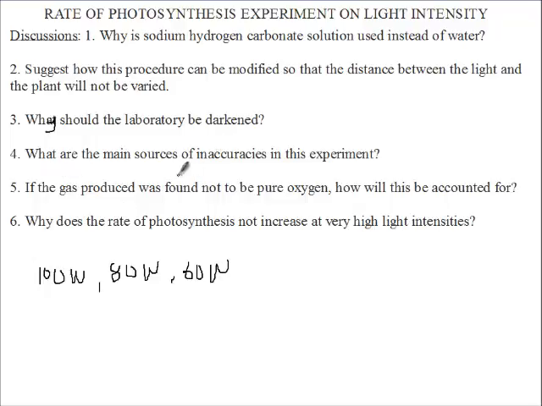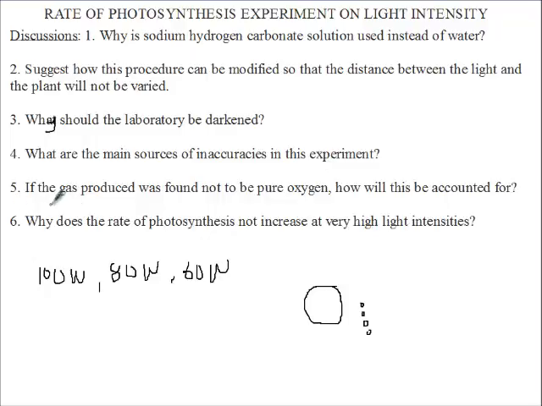Number 4, what are the main sources of inaccuracies in the experiment? Now, bubbles, we're going to count bubbles, but the size of bubbles are not going to be taken into consideration. Sometimes you could have one very big bubble of oxygen, and at other times you could have very small bubbles of oxygen. So here, if we decide to count the number of bubbles without considering the size of the bubbles, that could be a source of inaccuracy in our experiment.